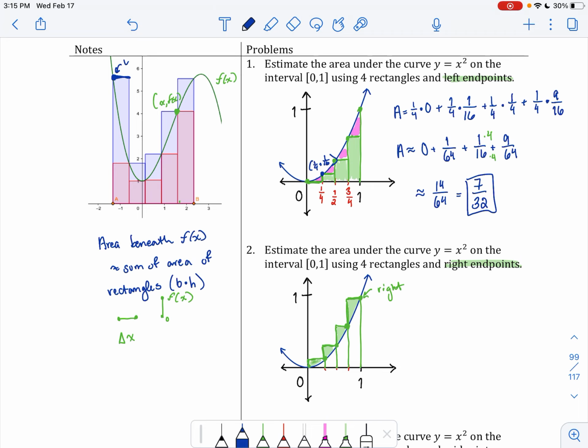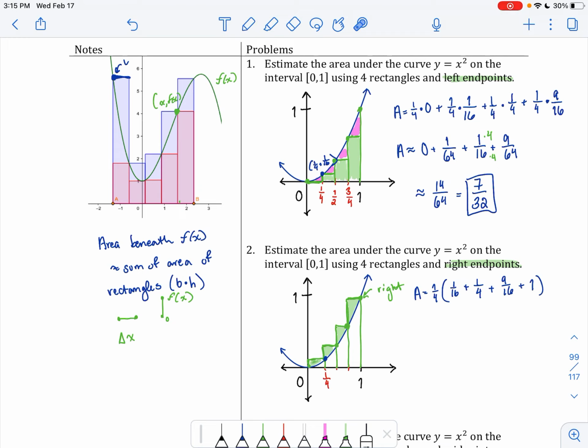So similarly, they all have the same base, which is 1/4. And you can actually factor this out if it makes the algebra a little bit easier for you. So 1/4. And then the height of this first rectangle here, the height at this point is 1/4 squared. So that's 1/16. The height of the next point is 1/2 squared. The height of the third rectangle is 3/4 squared. And the height of the last rectangle is 1.